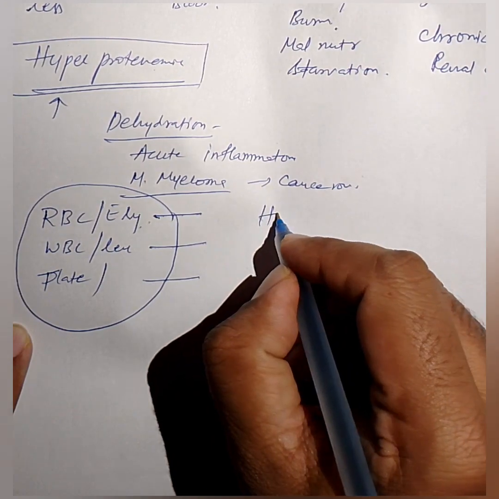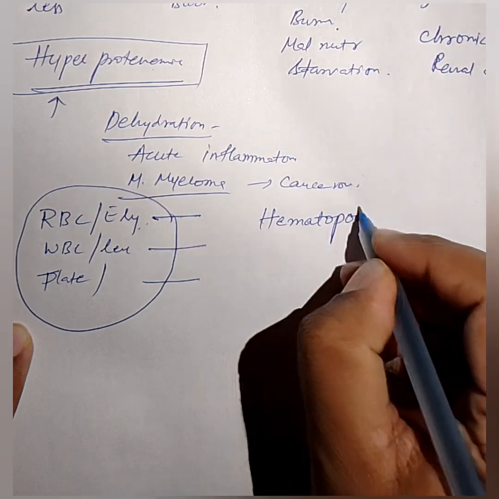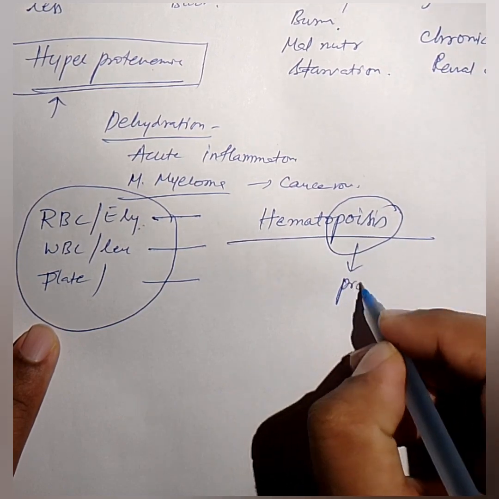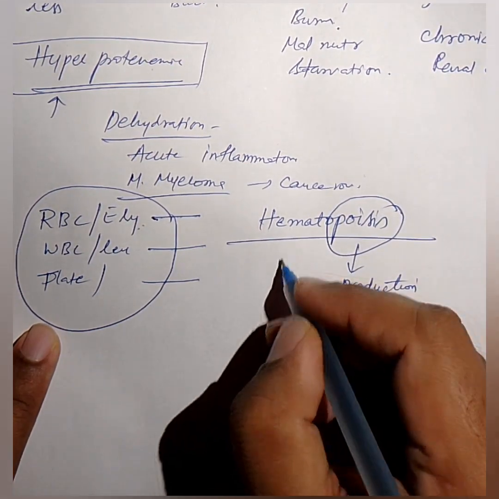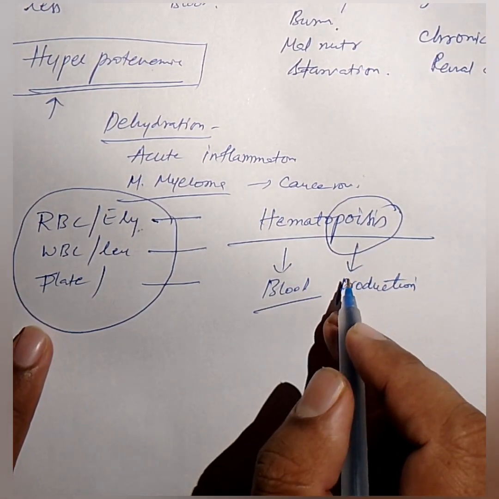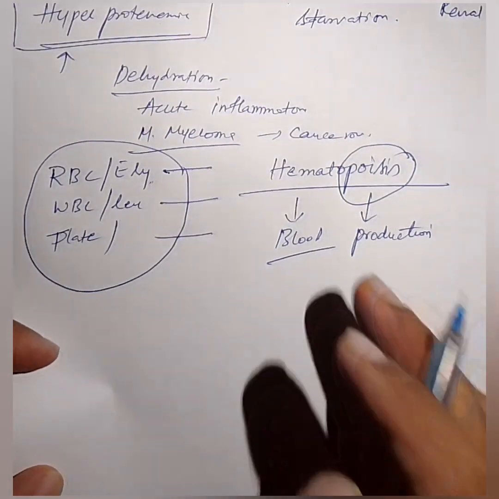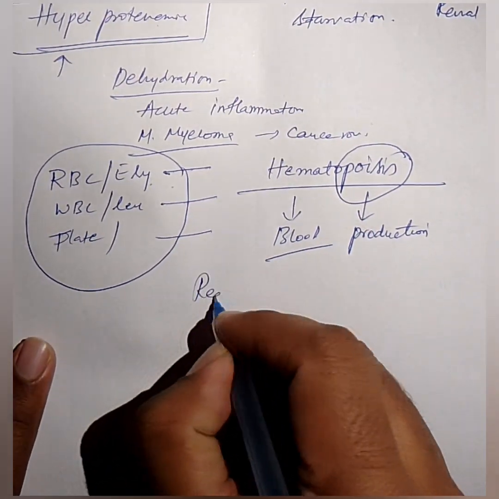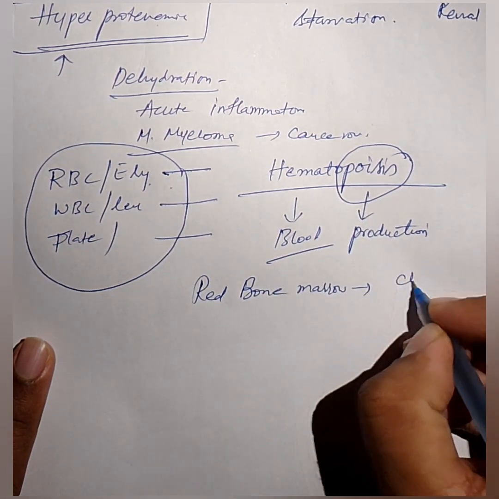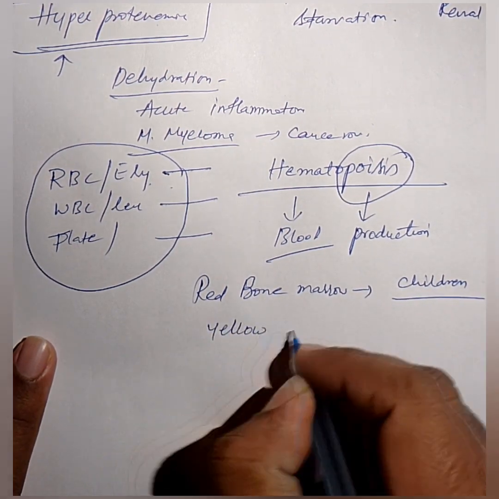Now coming to hematopoiesis. What is hematopoiesis? Poiesis refers to the production. Kindly remember, poiesis refers to production, and hematopoiesis means production of blood. How will the blood be produced? Blood will be produced mainly from the red bone marrow. We have bone marrows, red bone marrow. Mainly children have more red bone marrow, and we have yellow bone marrow also.